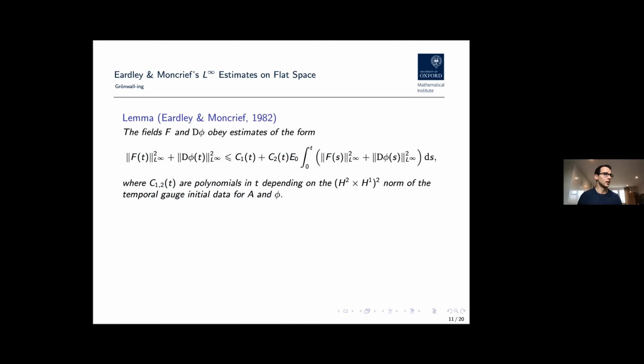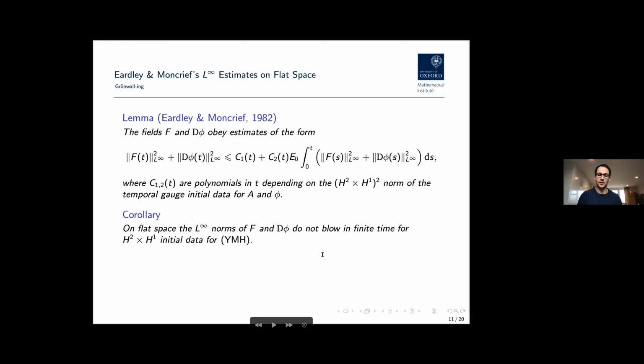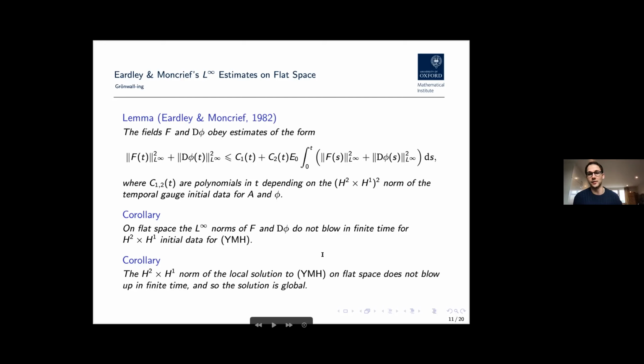and that means in particular that the energy should be finite for this estimate to be useful. It is fairly easy to see that the L-infinity norms of F and dφ do not blow up in finite time by applying a simple Grönwall inequality. Then it's a simple energy estimate to deduce that, in fact, the H2 cross H1 norm of the local solution does not blow up in finite time. That's because you can take out the L-infinity norms in front of your estimate, and you've controlled them.